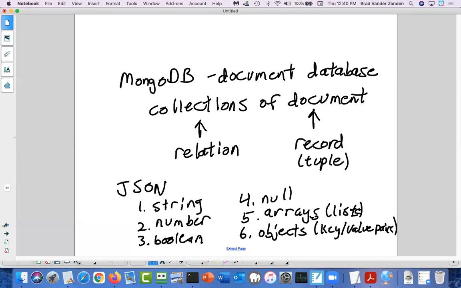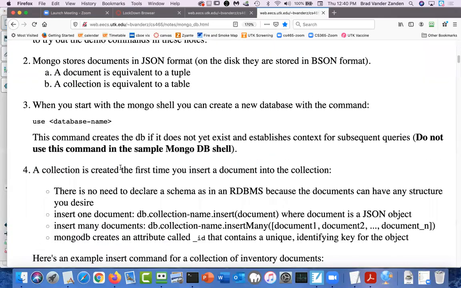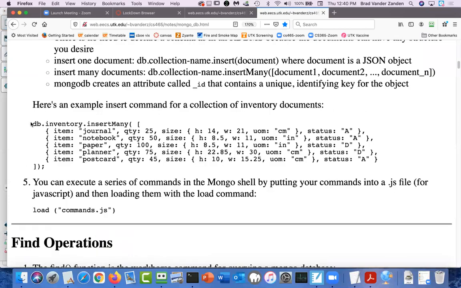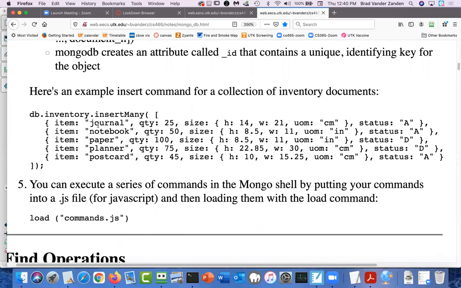Okay, so here is a sample Mongo collection. So here's 5 items or 5 documents. So each one here, this whole line, is a document. You see their key value pairs. So item is the key, value is journal, QTY is the key, 25. So this is an object. When you put things in braces like this, this is an object. And you can see that the size attribute is a sub-object.